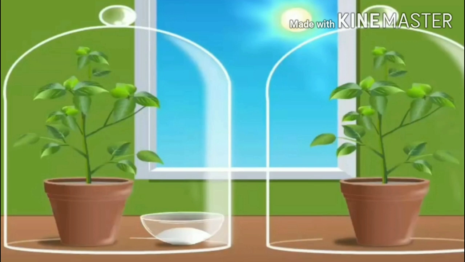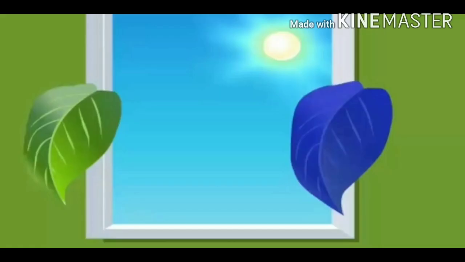Cover both plants with separate bell jars. Use Vaseline to seal the bottom of the jar to the glass plate so that the setup is airtight. Keep the plants in sunlight for about 2 hours. Pluck a leaf from each plant and check for the presence of starch.